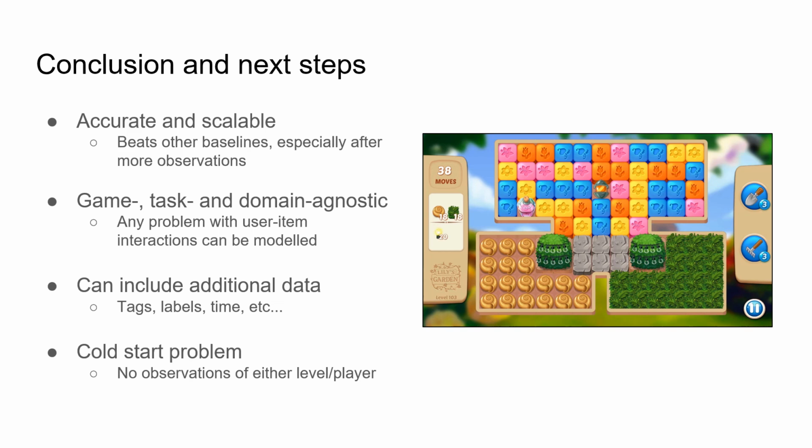Lastly, it's also possible to include additional data, which could be tags, labels, time, user features, task attributes, and so on. However, one thing that has not been considered is how to deal with the cold start problem, which is when there are no observations of either the player or the levels. While additional data can help this issue, future work can look into how to best deal with this problem.